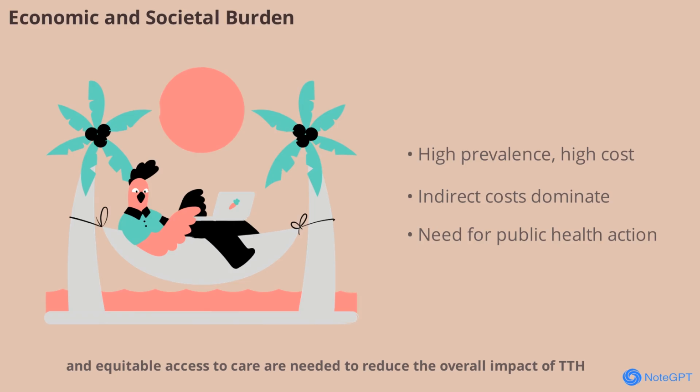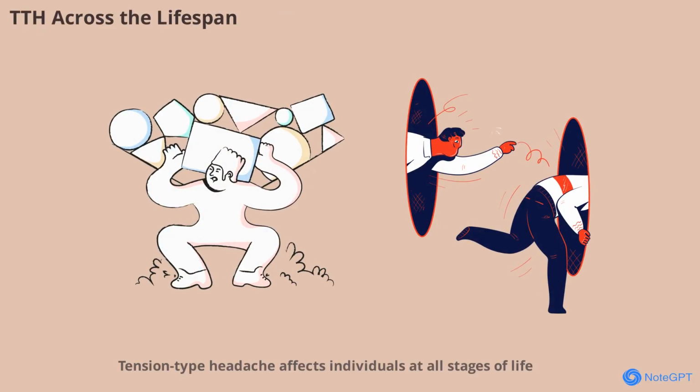Tension-type headache affects individuals at all stages of life, from children to older adults. In children and adolescents, TTH can impact academic performance and social development, with lifestyle factors like screen time, diet, and sleep playing significant roles. In adults, occupational stress and lifestyle habits are key contributors. Older adults may experience changes in headache patterns due to comorbidities, polypharmacy, and social isolation. Management strategies should be tailored to each age group, emphasizing prevention, education, and multidisciplinary care to address the unique challenges faced at different life stages.